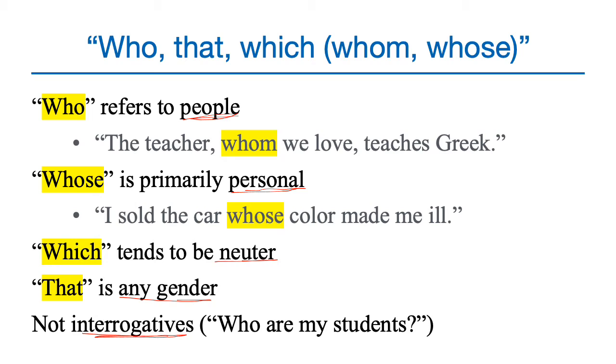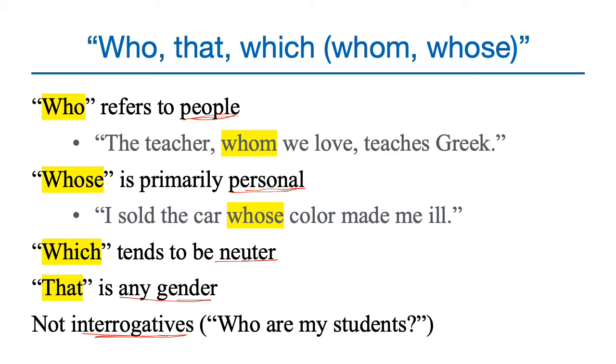Now, the word whose is used for a personal reference. For a personal reference, you can say, I sold the car whose color made me sick, or I sold the motorcycle whose wheels were bad. Whose wheels were bad. The whose is something personal about that motorcycle. It is something personal about that car that made you feel a certain way. Which tends to be neuter. It will refer to things that are not masculine or feminine. And then that can be any gender.